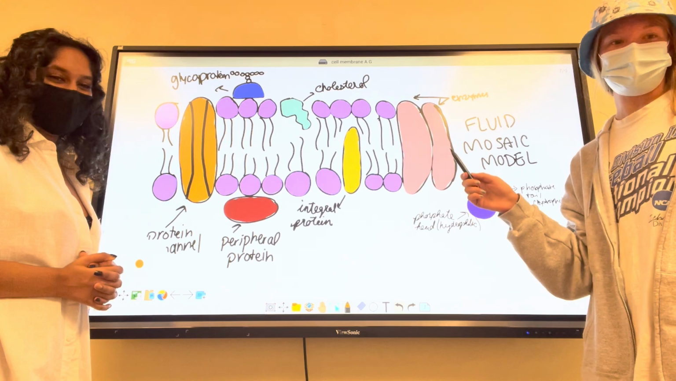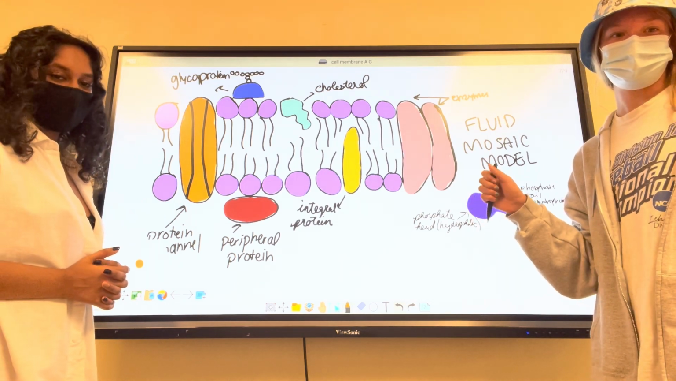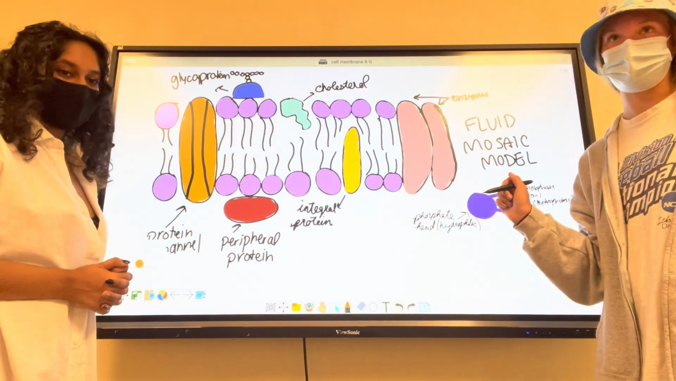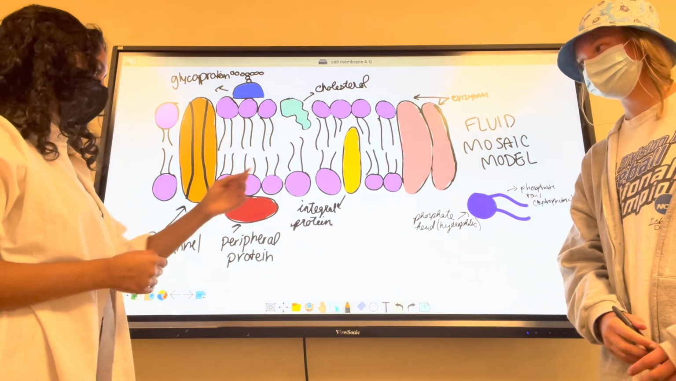The phospholipid bilayer provides a barrier in the membrane, which provides protection and an interface between the inside and the outside of the cell. Next is the phospholipid heads, like this one.